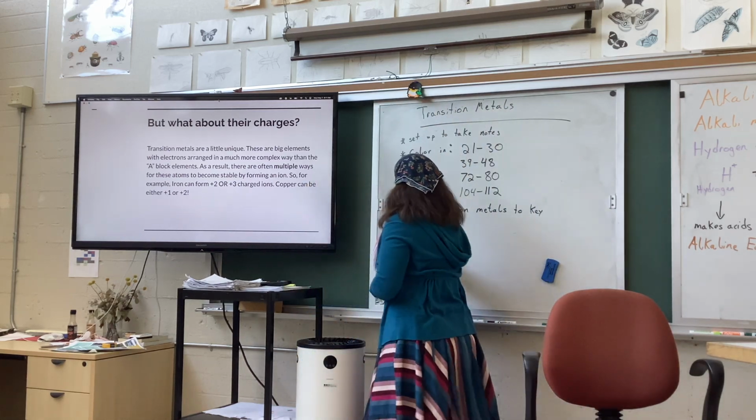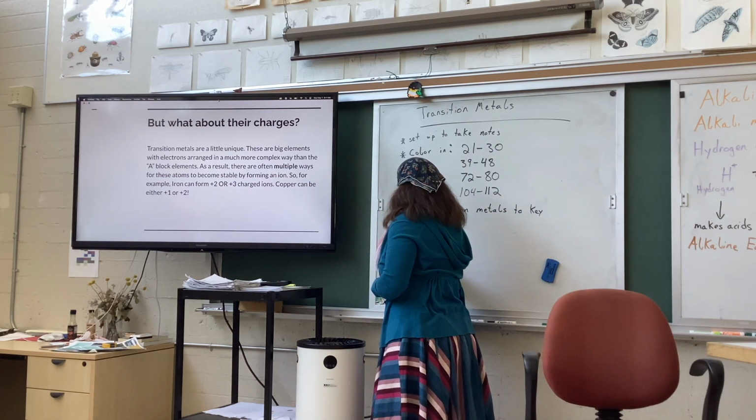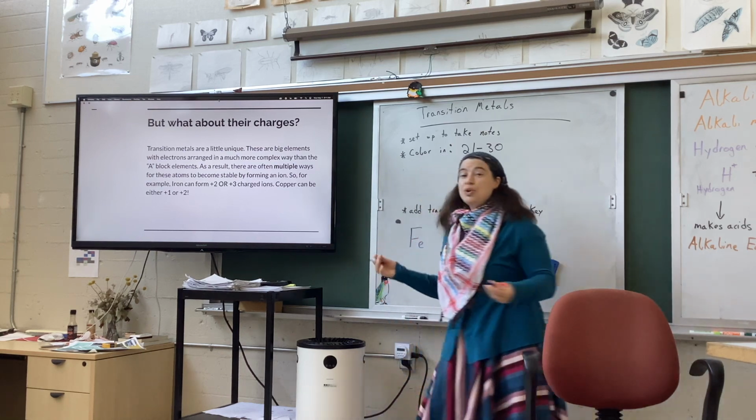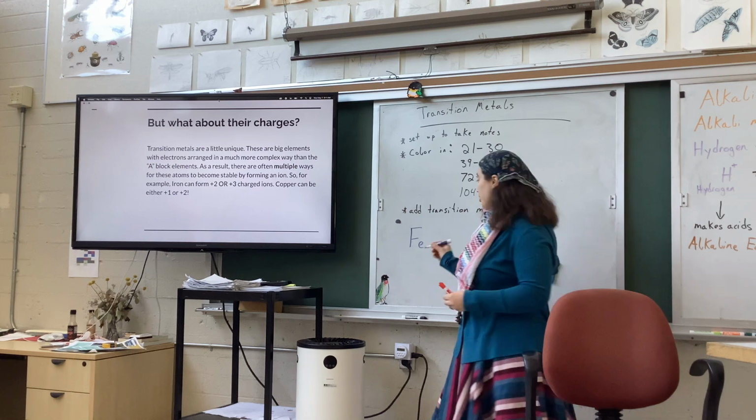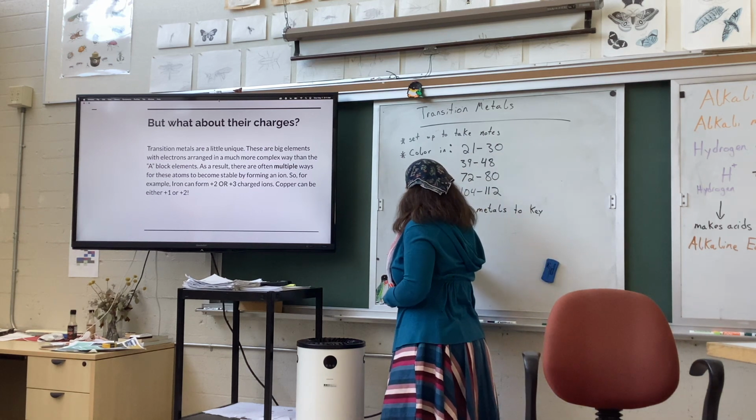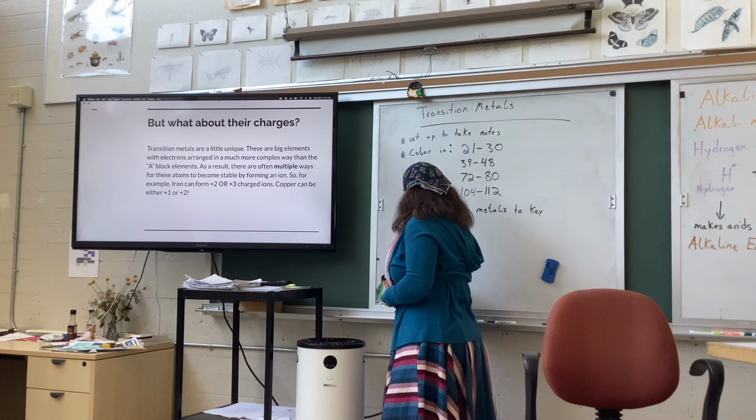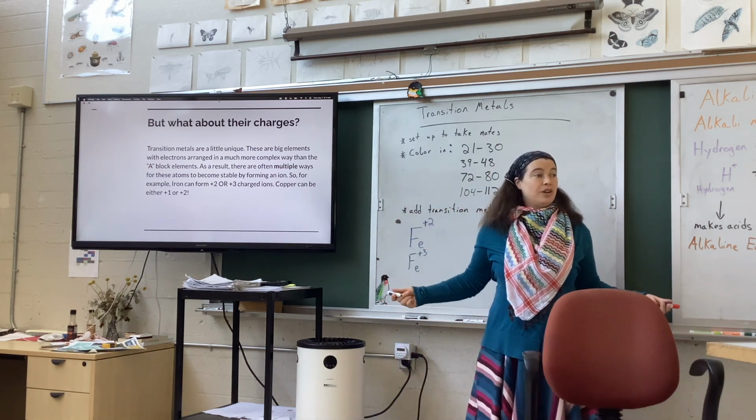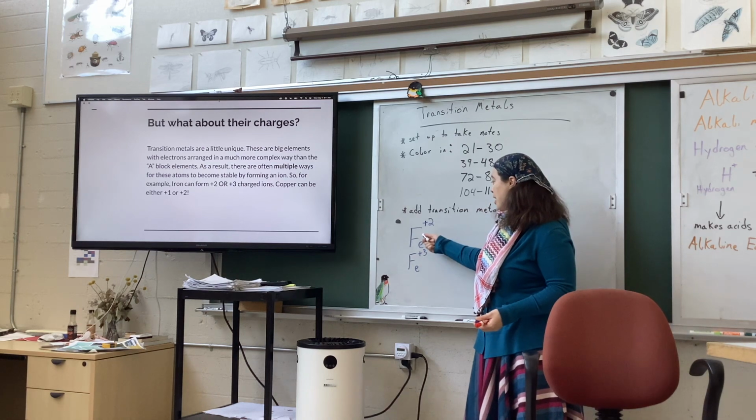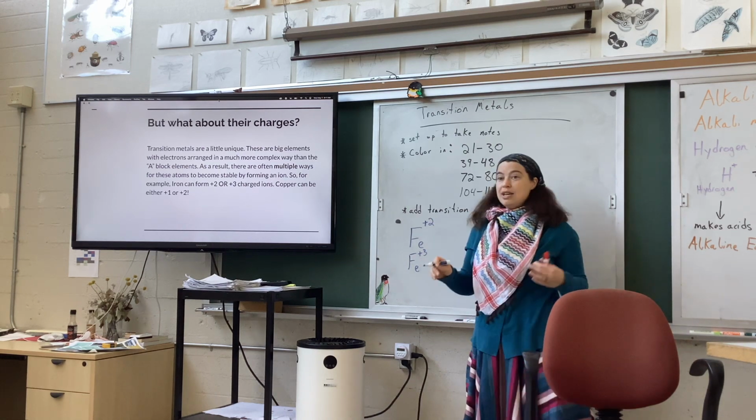Iron has a symbol of Fe, and there are 2 different ions that iron can make. It can either make iron with a charge of +2, or it can make iron with a charge of +3. If I wanted to write it out in a chemical formula, this is how I would write it out: either Fe²⁺ or Fe³⁺.